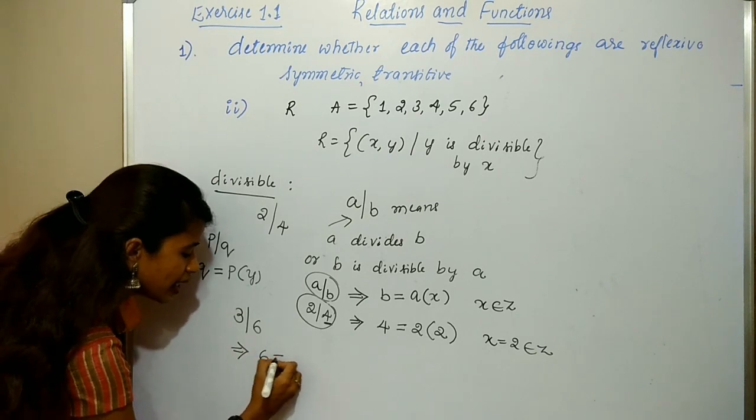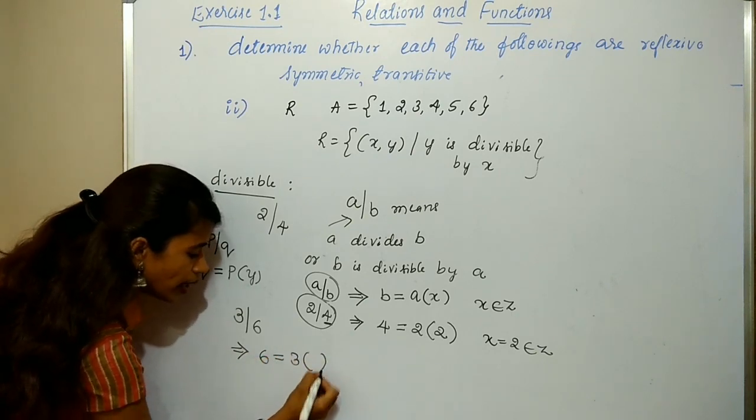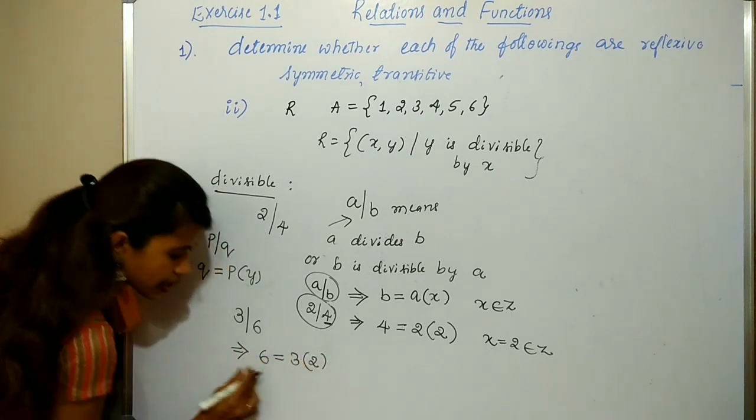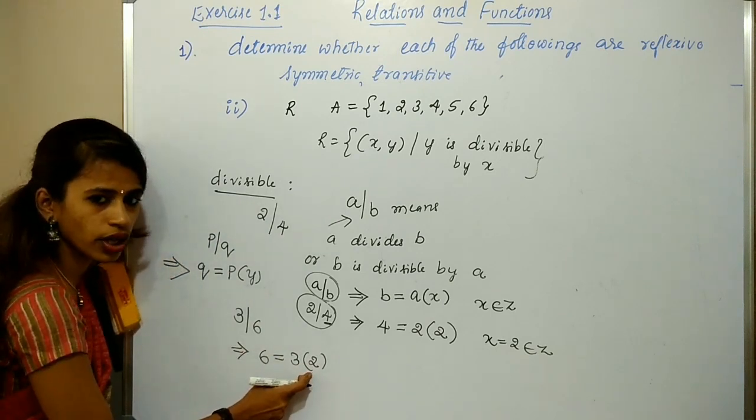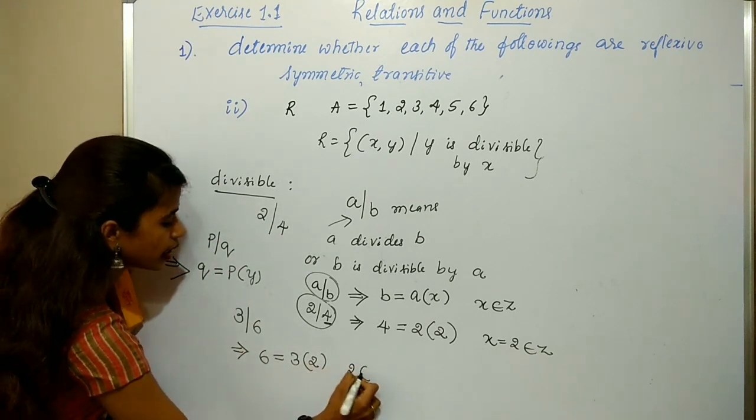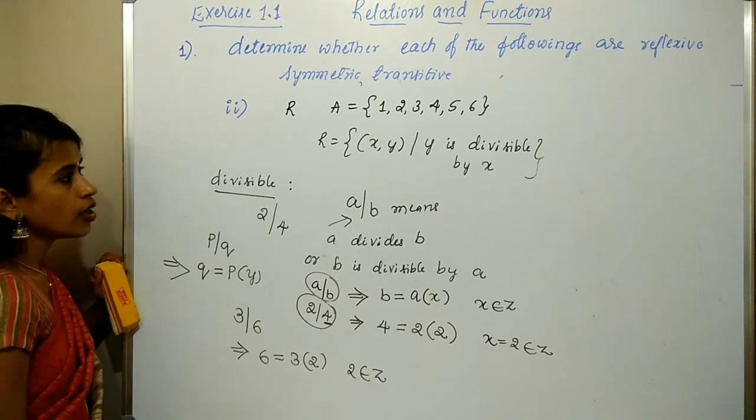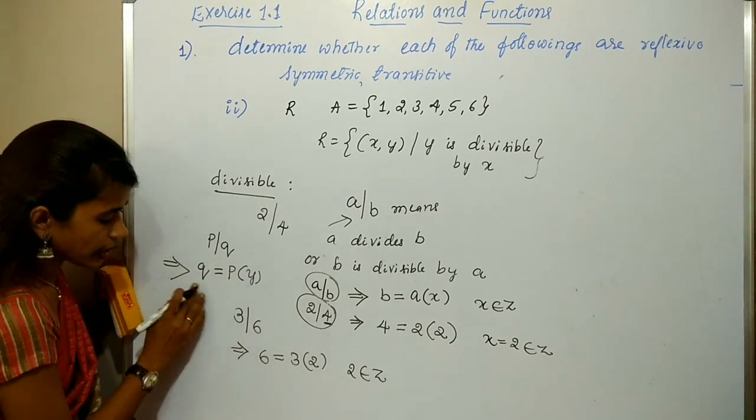Yes. 6 can be written as 3 into some value. What is that value? 3 2s are 6. So LHS and RHS are both equal, where 2 is an integer. Okay. So take any one.